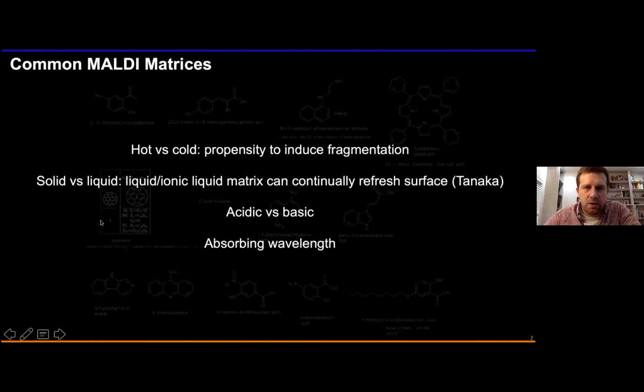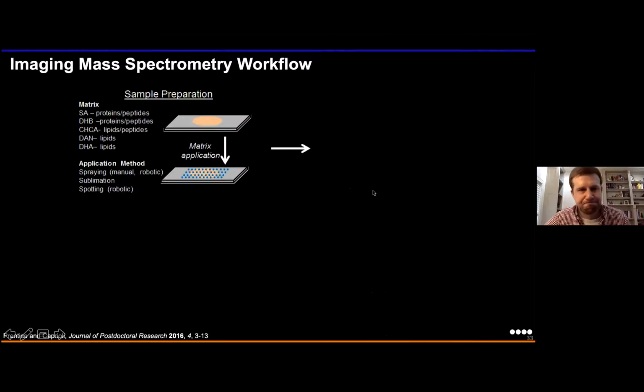So there's a number of considerations that go into choosing a matrix. I won't talk through a ton of these today, but the MALDI matrix can have a different propensity or ability to induce fragmentation, basically how energetic that charge transfer process can be. They can be solids or liquids, so we could use a liquid matrix, kind of like Koichi Tanaka first used. They could be acids or bases, so depending on whether we're analyzing in positive or negative ion mode, that may affect our matrix selection, and they have different abilities to absorb different wavelengths.